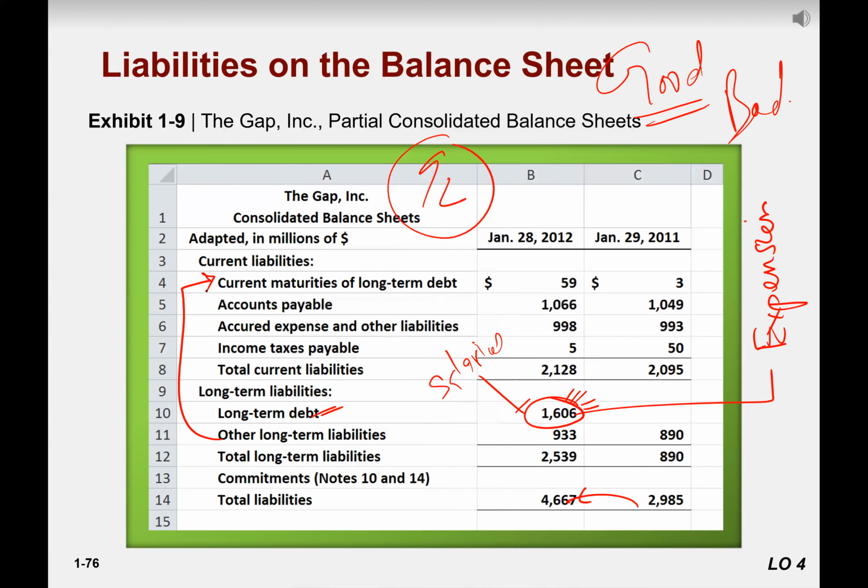And how is it decreased? Current maturities of long-term debt. So this year, from here, how much in total did they borrow? This one. And this year, at the end of the year, they retire 59 million. Next year, maybe they retire something.